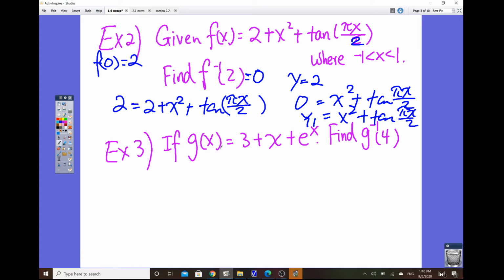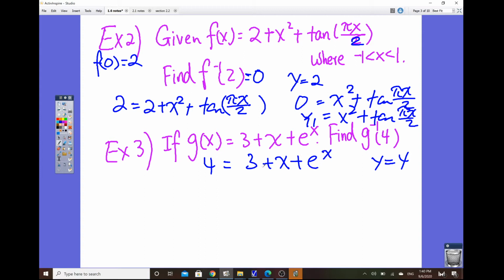Now let's try another one like this. The other function we have is g of x equals 3 plus x plus e to the power of x. Again, inverse of g of 4. That means the y value is 4. So we plug in 4 for g of x, and now we want to solve for x.